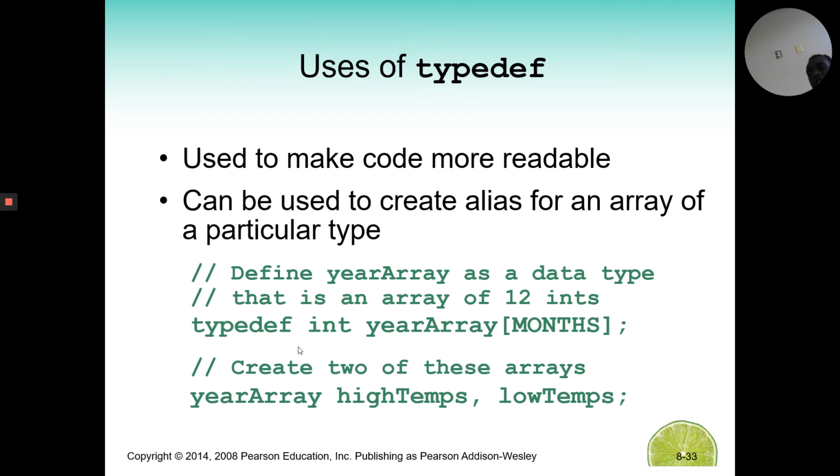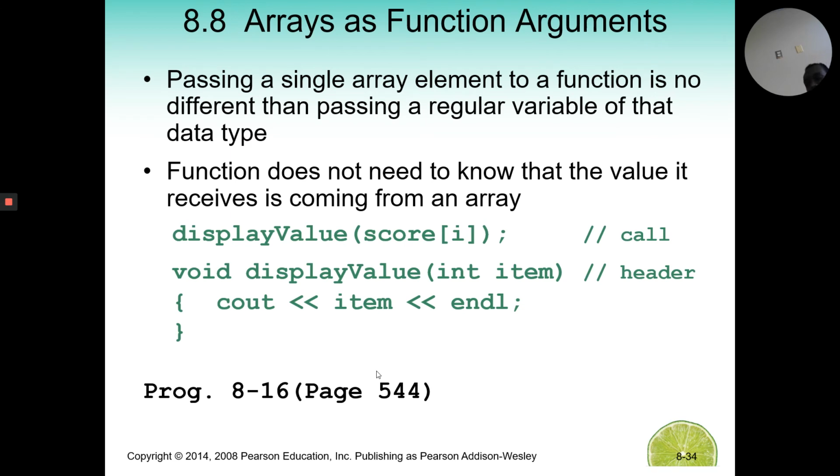Okay, so here you can say typedef int array months, create two of these arrays, so highest temperature and lowest temperature. I think we had an assignment that you had to do, or maybe it was one of the exam questions in the previous course that we had, right?